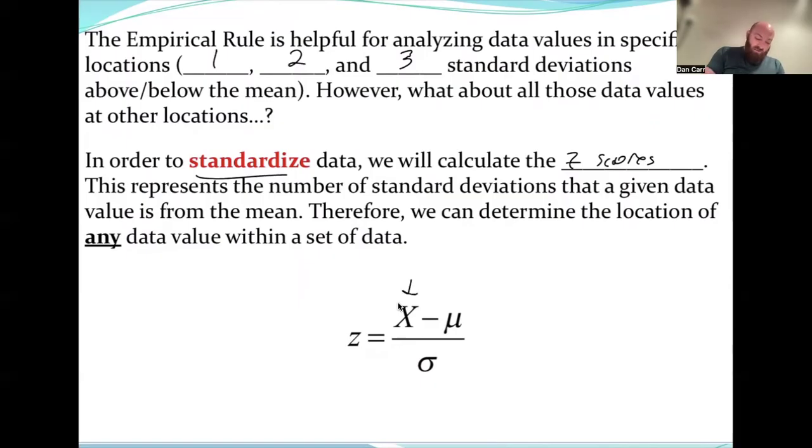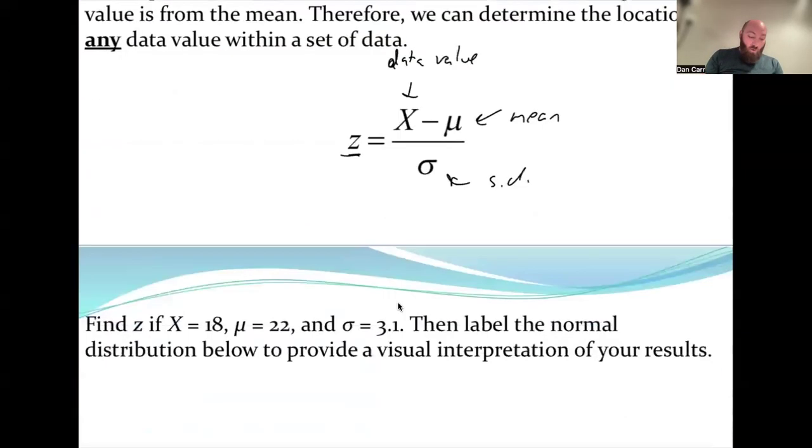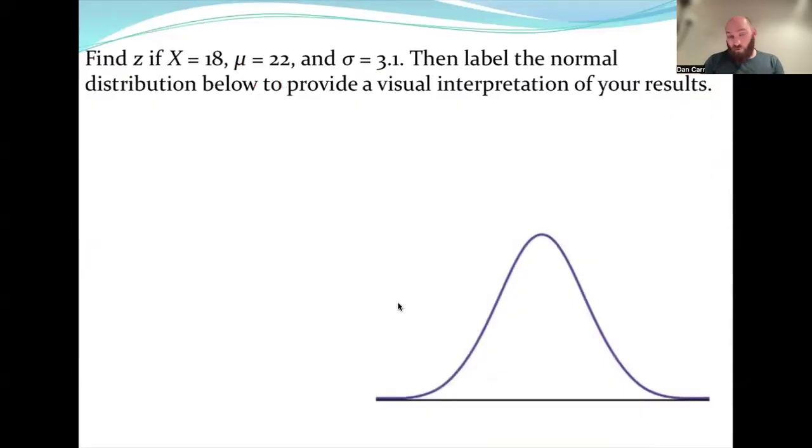What we mean by that is our z-score is going to equal the data value minus mu, which is the mean, divided by my standard deviation. All this information will either be given to you, or if you think back to before, you can get everything from one variable stats. So if you're given some set of data, you can find a lot of this too. So find the z-score for this right here: x equals 18, mu is 22, and standard deviation is 3.1.